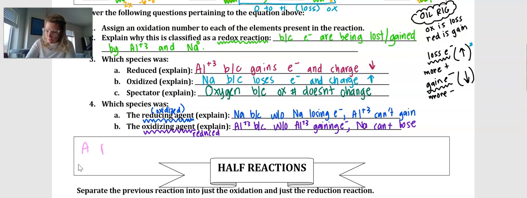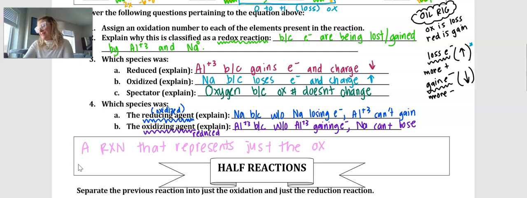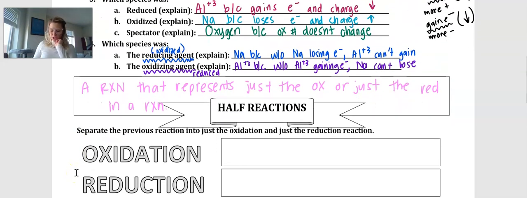It's a reaction, okay, that represents just the oxidation or just the reduction in a reaction, okay? And so let's go ahead and separate our reaction from above into just its oxidation and just its reduction. This is going to help us in the long run by allowing us to balance by charge. So let's go ahead and take a look at oxidation versus reduction here.